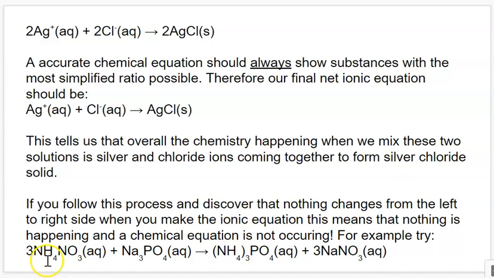For example, if you had ammonium nitrate and sodium phosphate combining to make ammonium phosphate and sodium nitrate, all four of these compounds are aqueous, which means that all of those ions were just floating around in solution. Nothing is actually combining. And if you were to write a total ionic equation, you would basically see the same thing on both sides. Nothing new is being formed, and all of the spectator ions would cancel out, and you technically would have no equation or no chemical reaction actually happening.